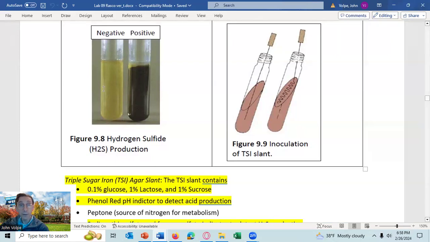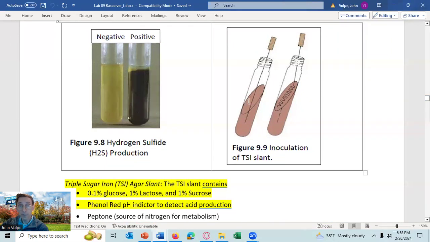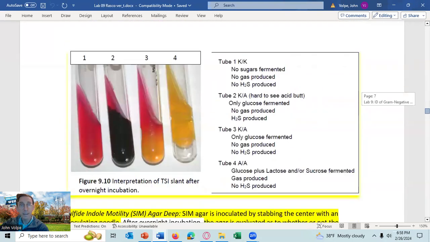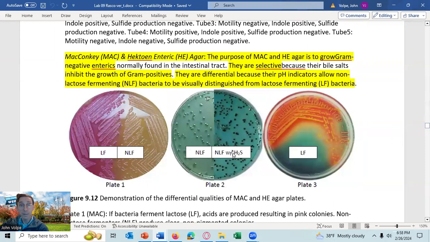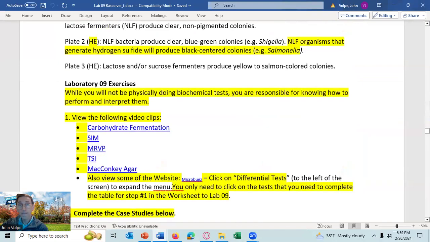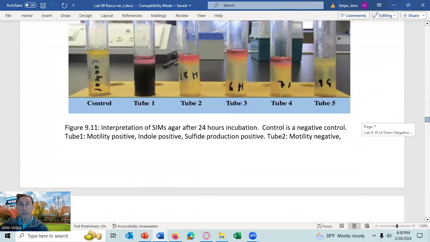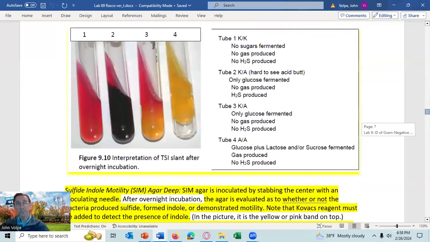All right, this is showing you hydrogen sulfide in the SIM test turning black. You could get it in the triple sugar iron test, or the TSI test right here. And let me see if I got a picture of that. Right there, there's black precipitate in TSI. And right here is a black precipitate on Hektoen enteric agar plate. All of them indicating the production of hydrogen sulfide.